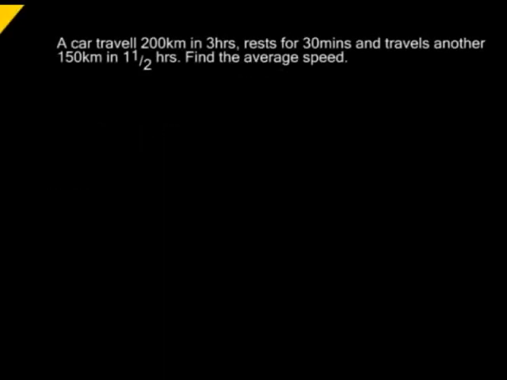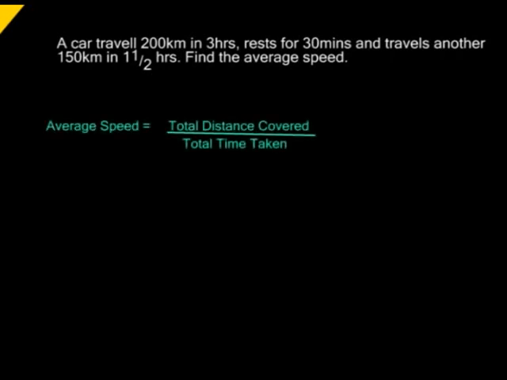So if a car travels 200 kilometers in 3 hours, rests for 30 minutes and then covers another 150 kilometers in 1.5 hours, we can find the average speed for the journey. Average speed is equal to total distance over total time taken. Total distance is 350 kilometers. Total time taken, including the time of rest, is 5 hours. 350 divided by 5 gives us 70 kilometers per hour.